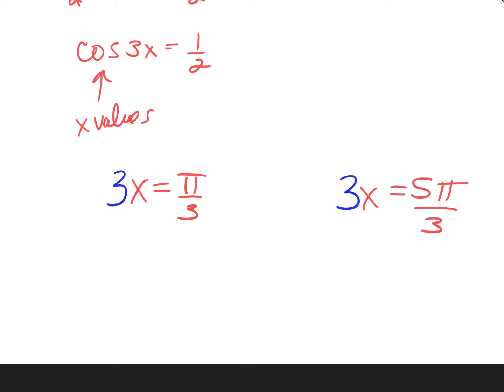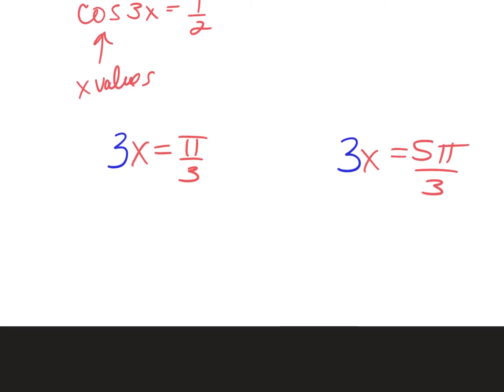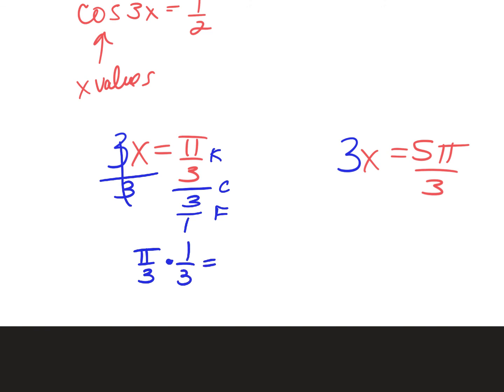Well, now you got to solve it. How do you get x by itself? Divide by 3. Watch. Please don't make this silly mistake. If I divide by 3, I'm dividing by 3 over what? 1, right? So we're going to keep, change, flip. So I have pi over 3 times, when I flip 3 over 1, it becomes 1 over 3. So my answer here is pi over what? 9. You're fine, you're fine.